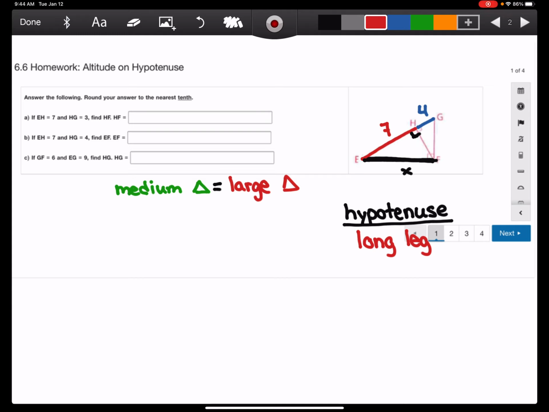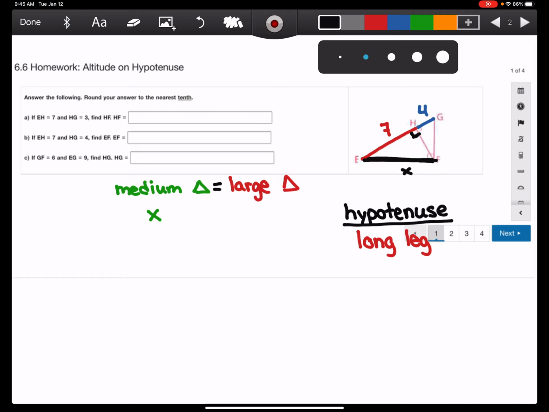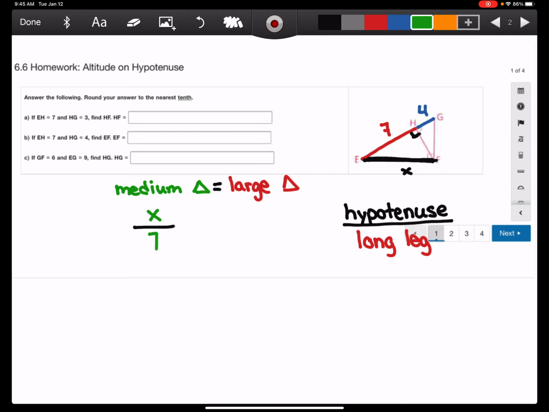So if I look at the large triangle, I also have the long leg, which is x. And I also have the hypotenuse. The hypotenuse is EG, so the full thing, which would be 7 plus 4, which is, of course, 11. So setting up our proportion now, let's start with the medium triangle. The medium triangle, the hypotenuse is x. Whoops, let me go ahead and get rid of that green. The hypotenuse is x. And the long leg for our medium triangle is 7.